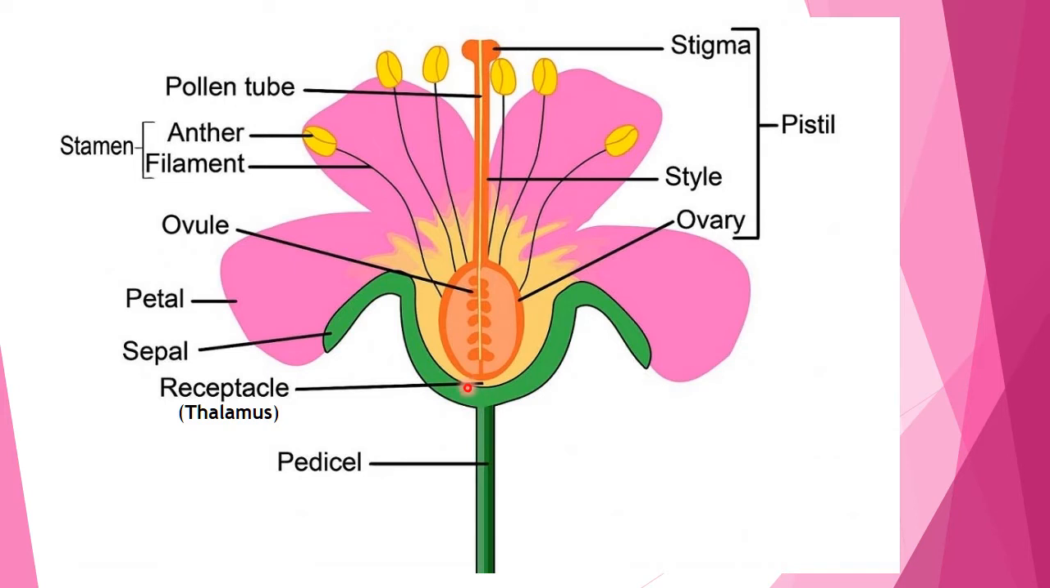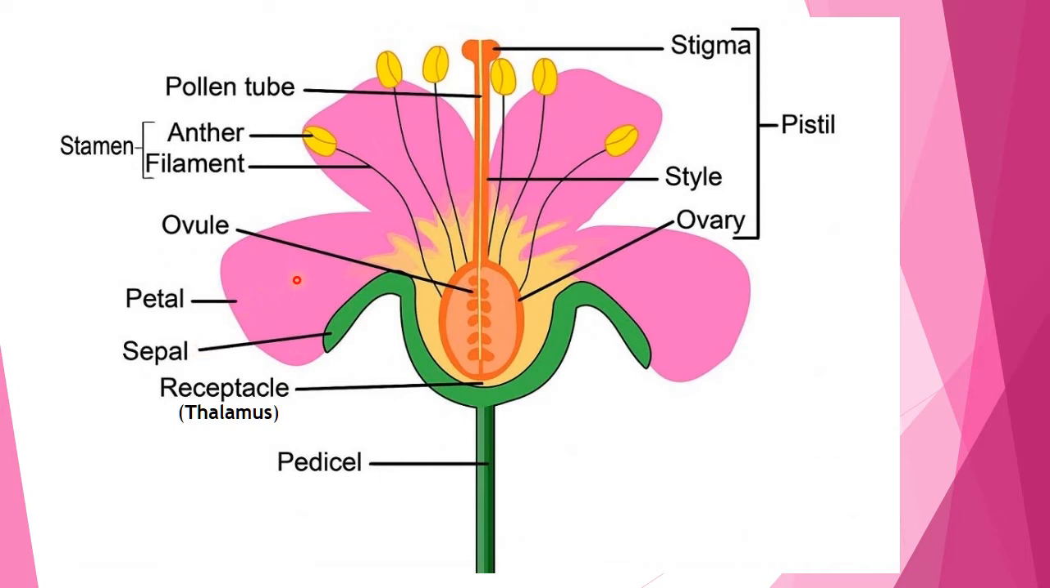Thalamus will actually be more familiar to you because that term is given in your book, but it is also termed as receptacle. Now on this thalamus all the floral whorls are arranged. What is the first whorl? It is calyx, this green color calyx. Calyx is green in color and it is made up of sepals. Each part of the calyx is a sepal.